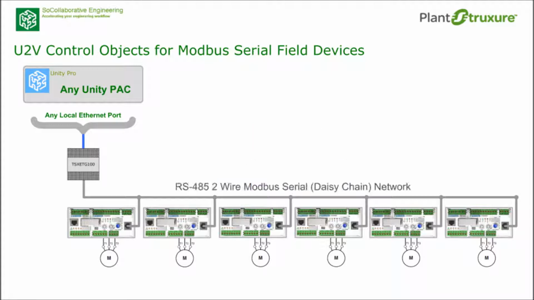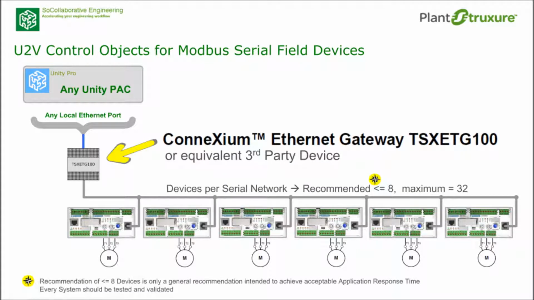The serial Modbus network is RS-485 2-wire, which is typical and commonly used today. A Schneider Electric plant structure architecture is based on Ethernet, so this solution includes a Connexium ETG100 gateway to convert Modbus Ethernet to Modbus serial.